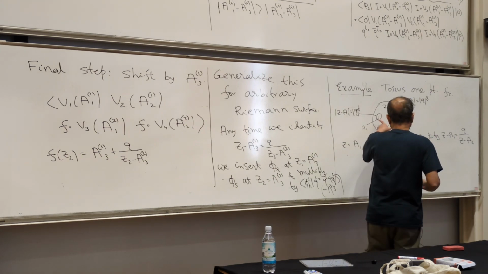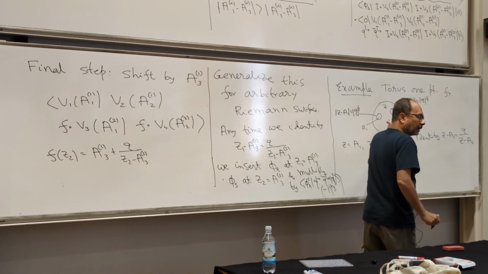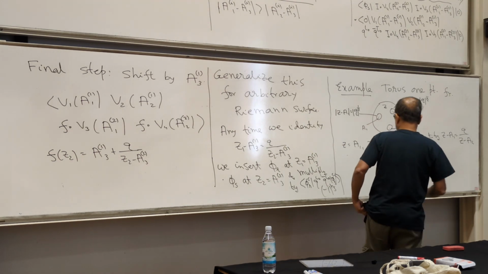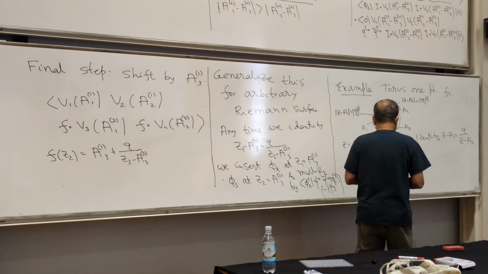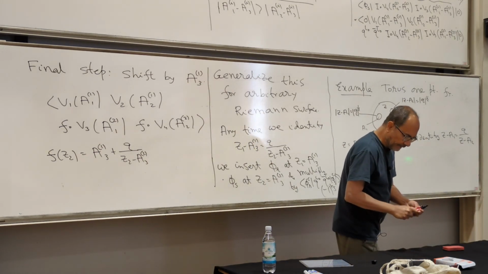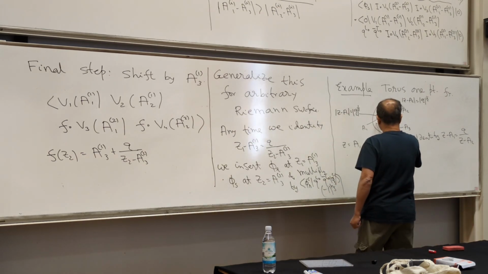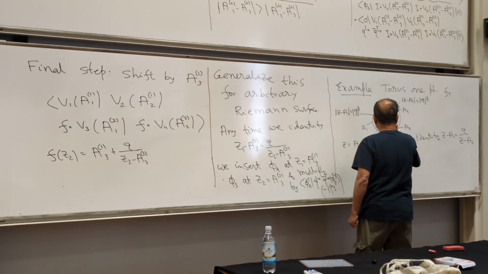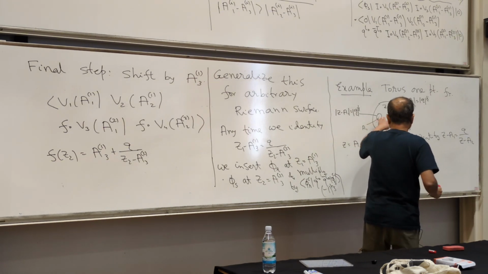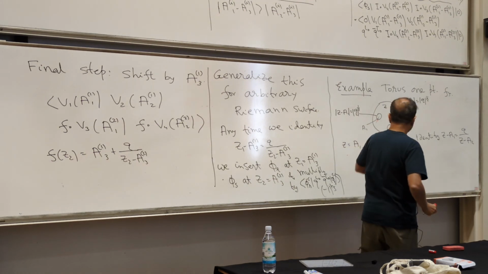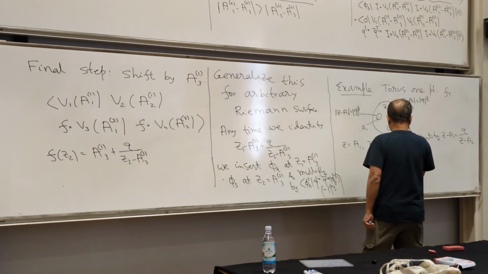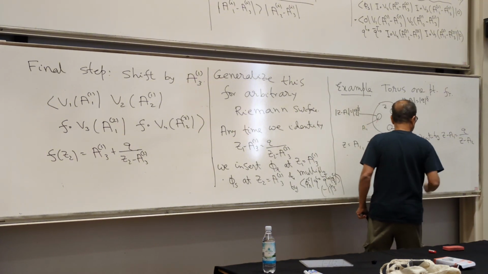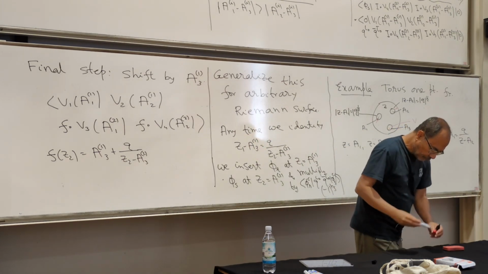Okay. So you are identifying these two circles on the sphere, because that's what this is telling us. And the way the identification goes, as you move in from here, you move out from there, right? Because as z minus a1 decreases, z minus a2 increases. Okay. So this is a torus. And here you insert a vertex operator. Here you insert something. So this is a torus one-point function.